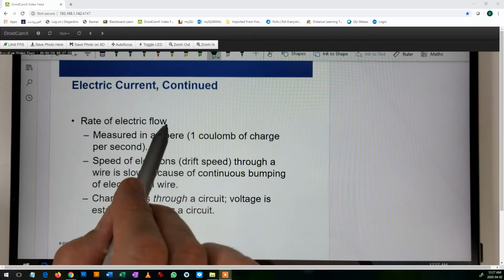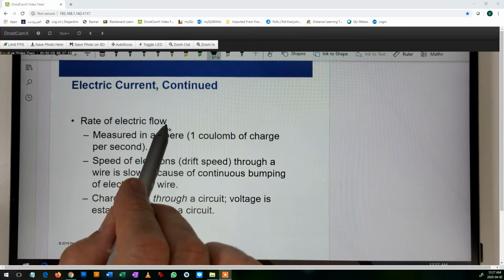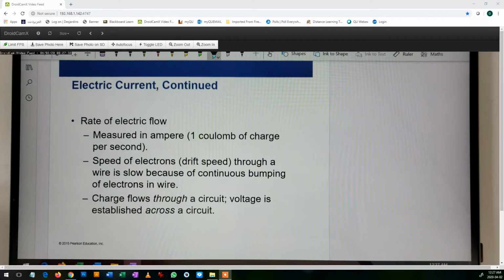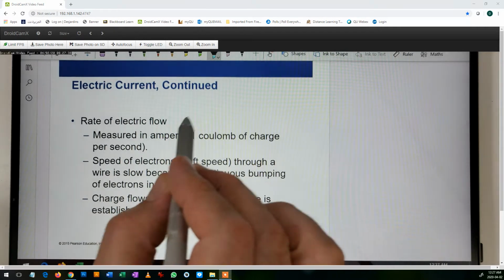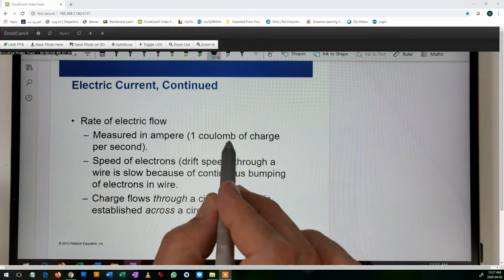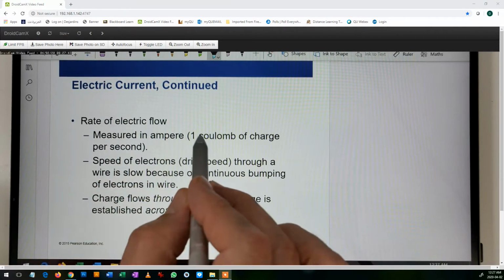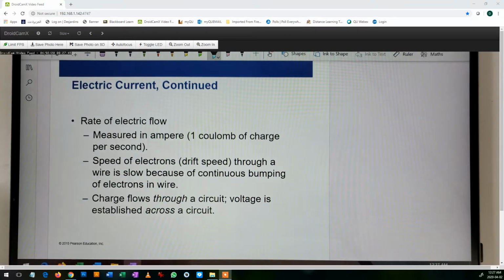Rate of electric flow. Rate means per time. Measured in ampere. What is ampere? It is 1 coulomb of charge per second. So coulomb per second is 1 ampere. The speed of electrons, which we call drift speed, through a wire is slow because of continuous pumping of electrons in the wire, which is what we call electrical resistance.